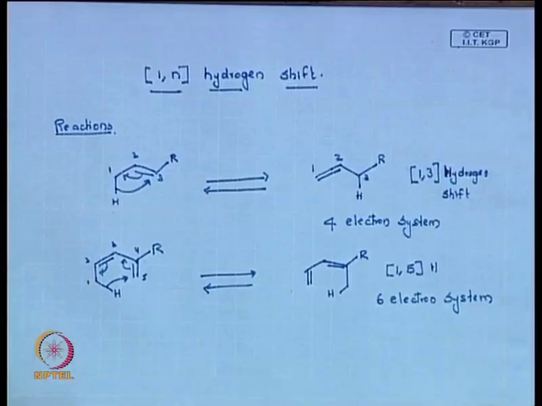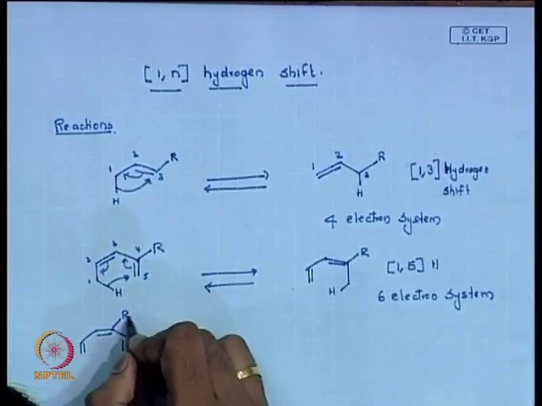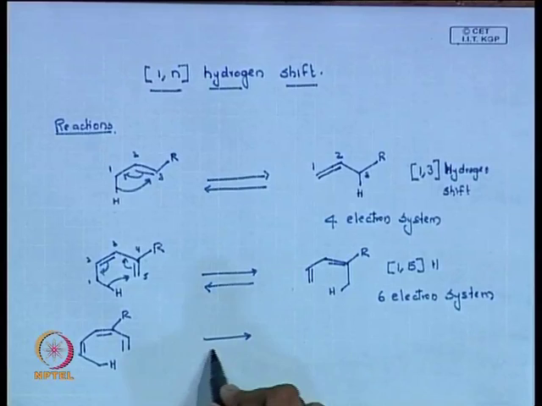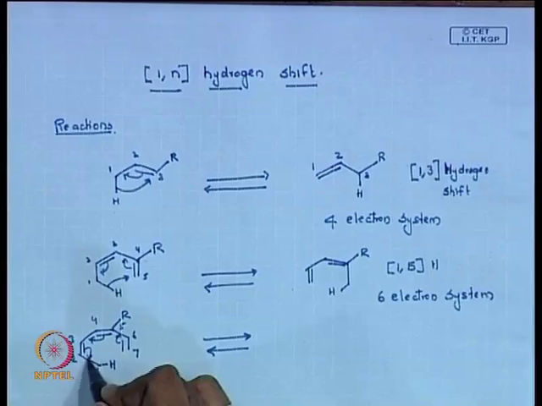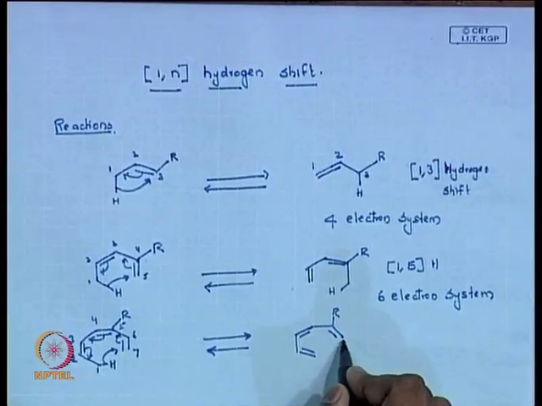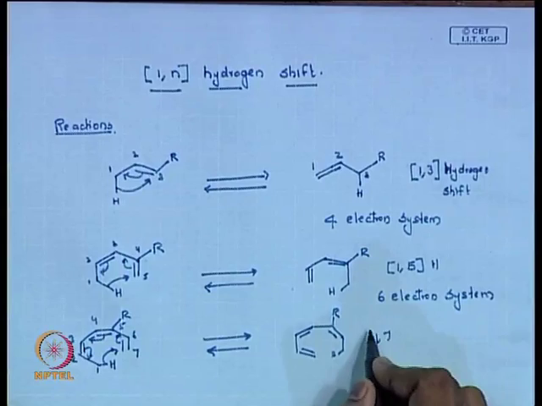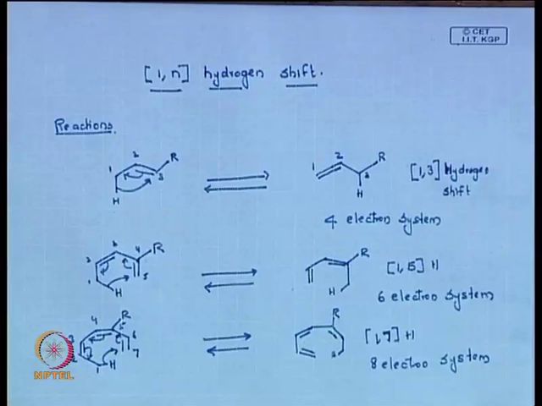Right, and one more which we will be discussing. Keep my R here. So, 1, 2, 3, 4, 5, 6, 7. So, it is a 1,7 hydrogen shift. So, it is an 8 electron system. Right. So, reaction wise, now you know how to number it and how to represent these and how many electrons are involved. Right. Any doubt on this?